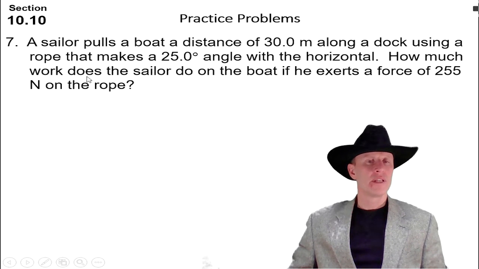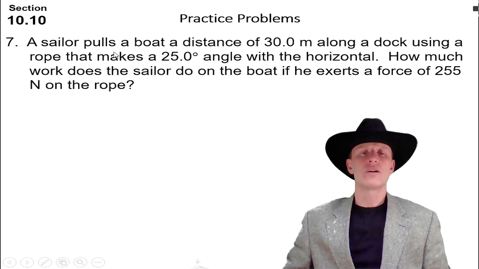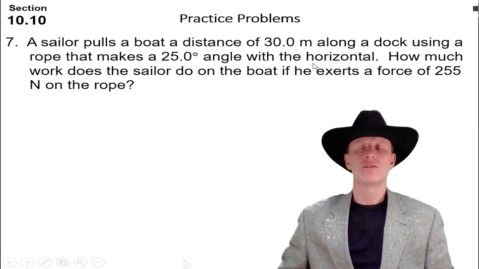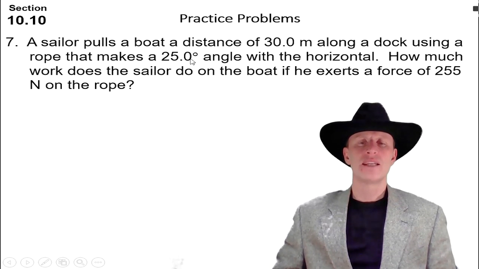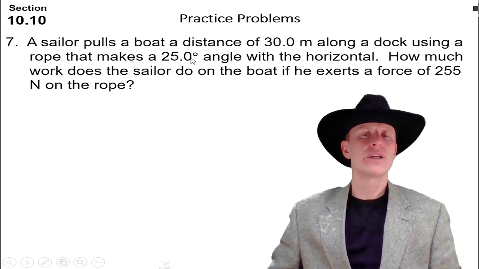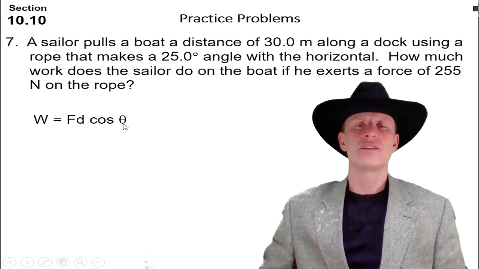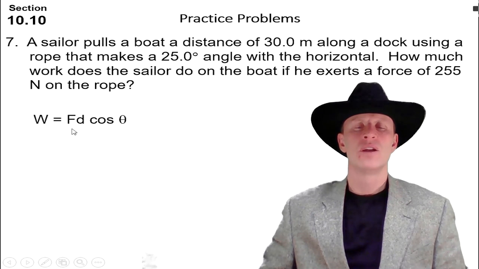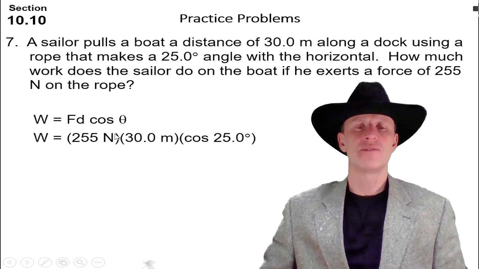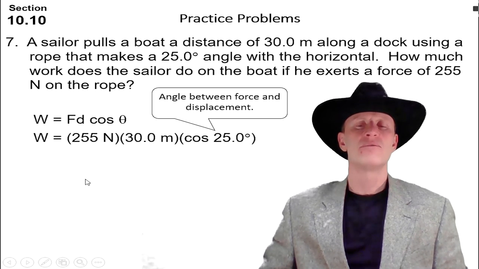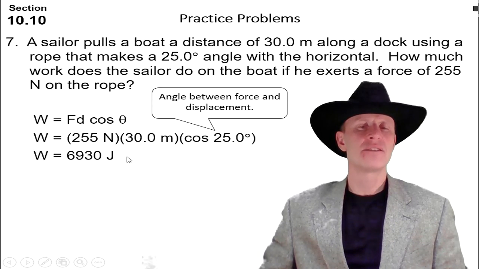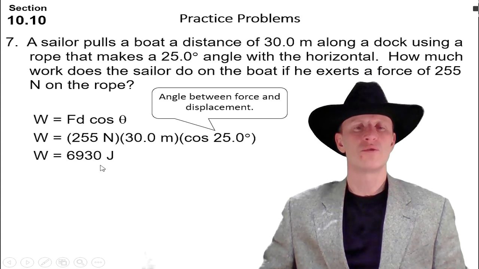All right, let's try another example. A sailor pulls a boat a certain distance along a dock using a rope, making a 25-degree angle with the horizontal. So that is the angle between the direction the boat is going and the direction of the force. So in our formula, that is going to be the theta that we're looking for. How much work does the sailor do on the boat if he exerts a 255 Newton force on the rope, moving 30 meters? So 255 times 30 times cosine of 25 would give us 6,930 joules of work.